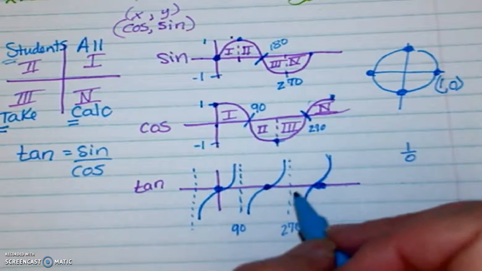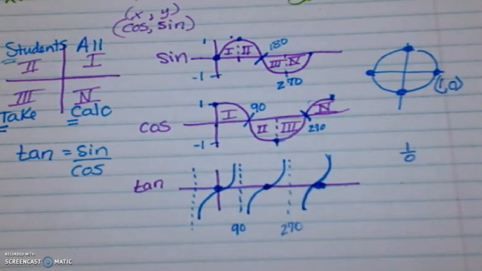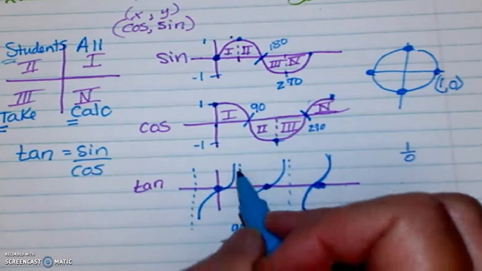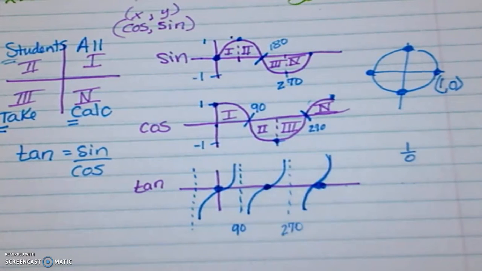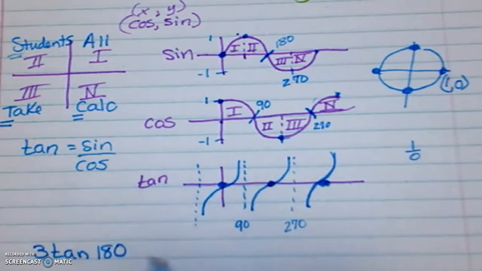So your graph looks something like this for tangent. You can figure out what the tangent value is just by taking sine divided by cosine for those particular values of 90, 180, 270, 360. So there are times like the tangent of 90 is undefined. As far as the sines go, we talked about that in the unit circle. You may be asked to find 3 times the tangent of 180 degrees.